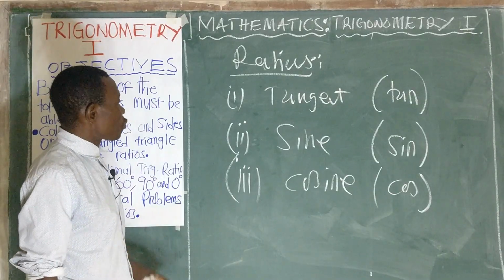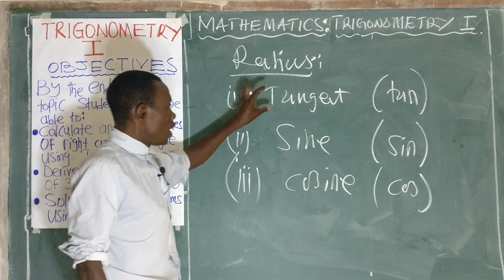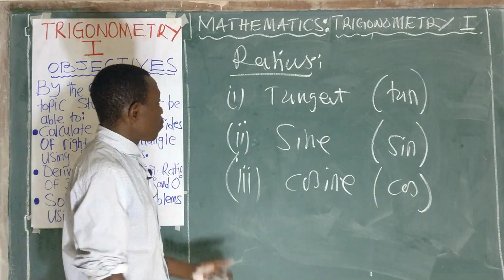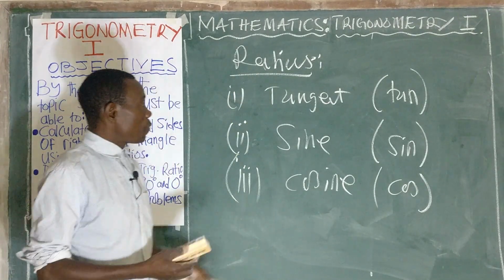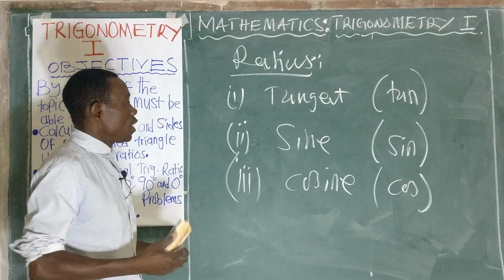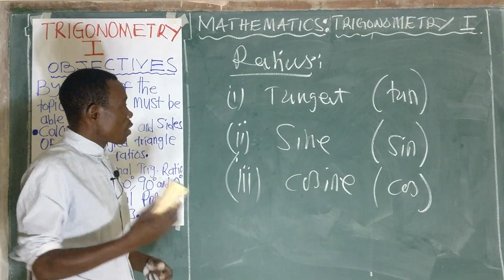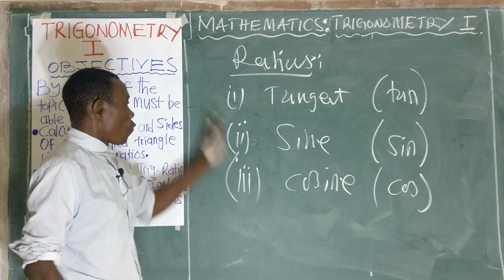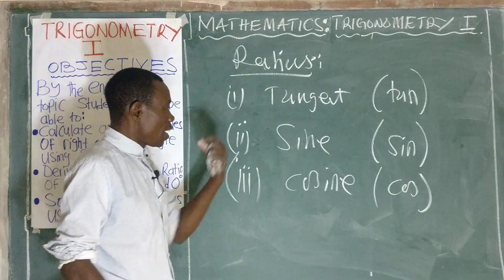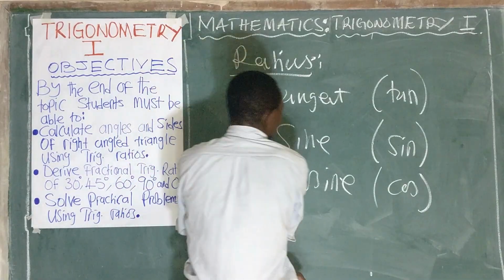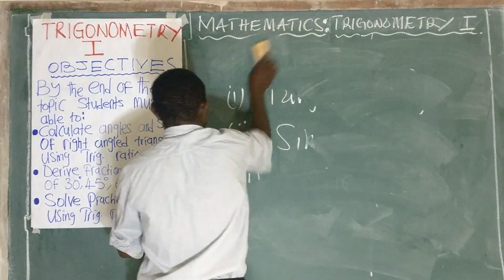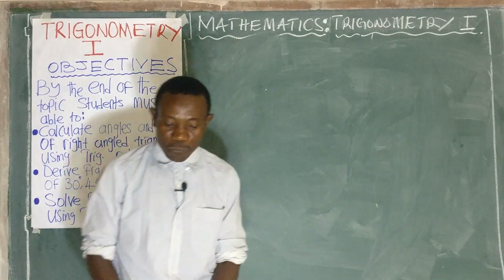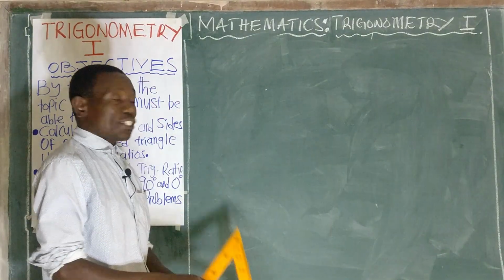So the first thing we need to know before we talk of the ratios tan, sine, and cosine is the names of the sides of the right angle triangle itself. Once we have known that, it will be able to drive out the ratios defined as tan, sine, and cosine. Right, so let's discuss the right angled triangle itself, the one we are focusing upon in trigonometry 1.